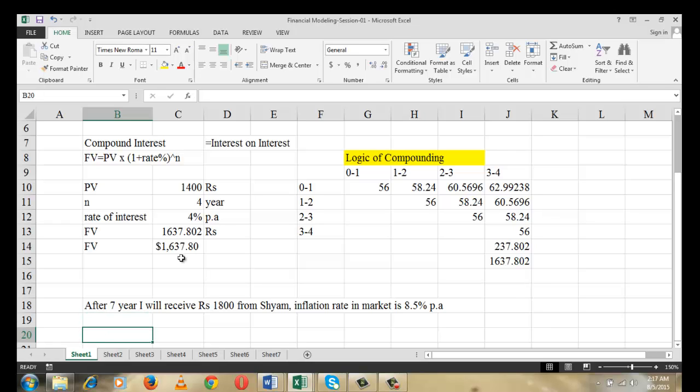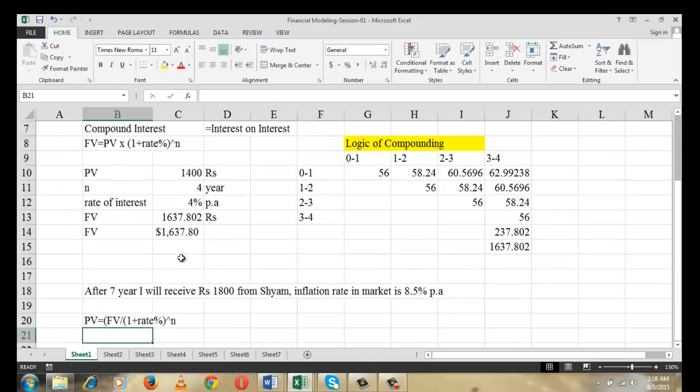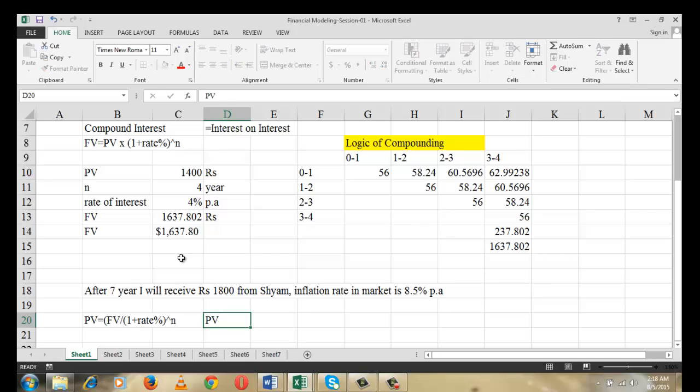For the present value of money, you can calculate: present value is equal to future value divided by 1 plus rate of interest to the power n. By this you can determine the present value. So write present value is equal to future value 1800 divided by 1 plus r, which is 8.5%, to the power 7 years. Shift 6 7, if you do, you'll get the present value of money like this.